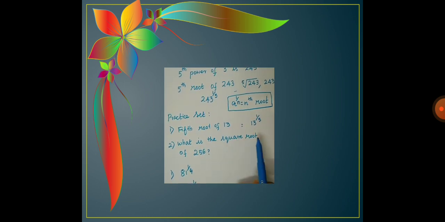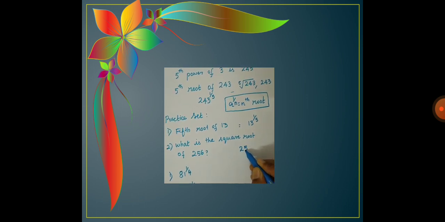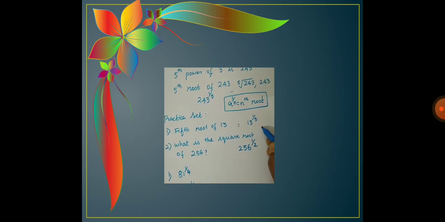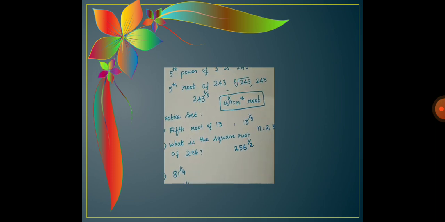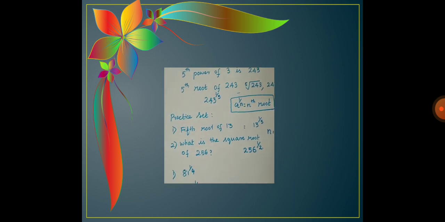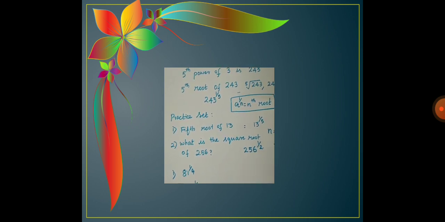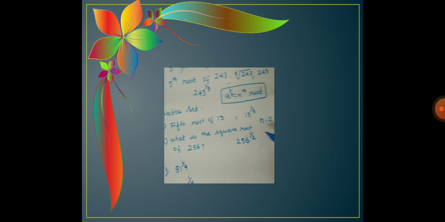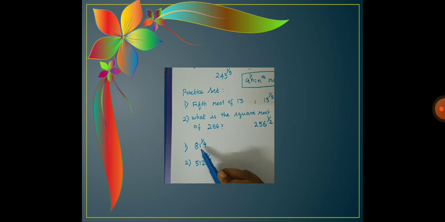What is the square root of 256? 256 raised to 1 by 2. If the number n is equal to 2 or 3, then we say square root or cube root. If the number n is more than 3, then what do we call it? Fourth root, fifth root, sixth root, like that. Okay, very good.